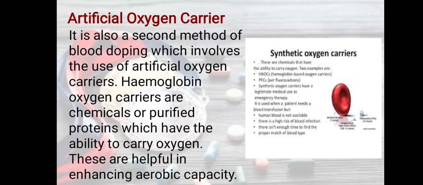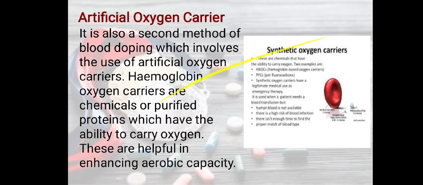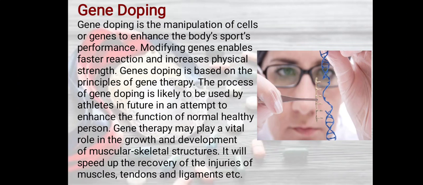So synthetic oxygen carrier. Here the main thing that has been written is that hemoglobin oxygen carriers are chemicals or a purified protein which have the ability to carry the oxygen. But actually we are having only two types, that is blood doping as well as gene doping. So clear? Then next we are having gene doping.